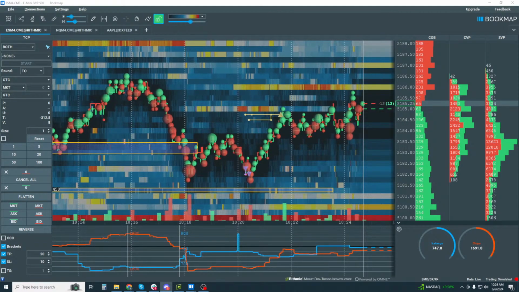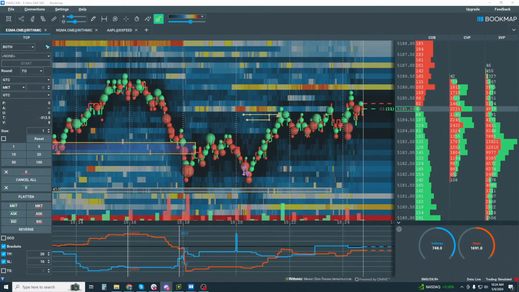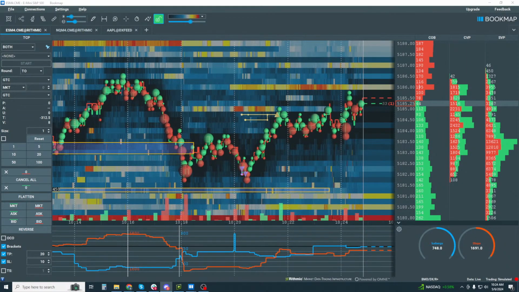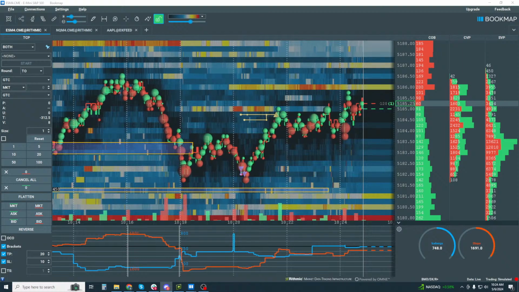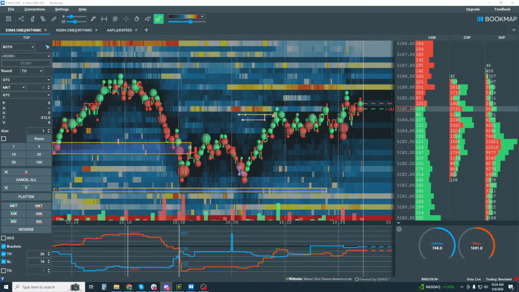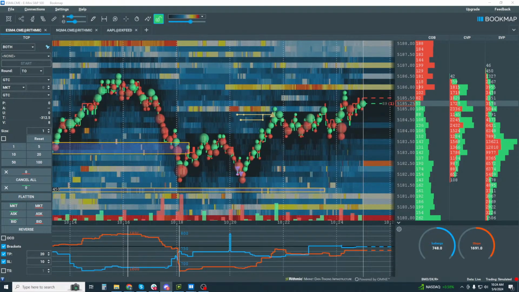Alois, maybe you're not talking about outside day. You're talking about, if it's below the low from yesterday, then it would be an engulfing pattern. Is that maybe what you're talking about? Not sure.